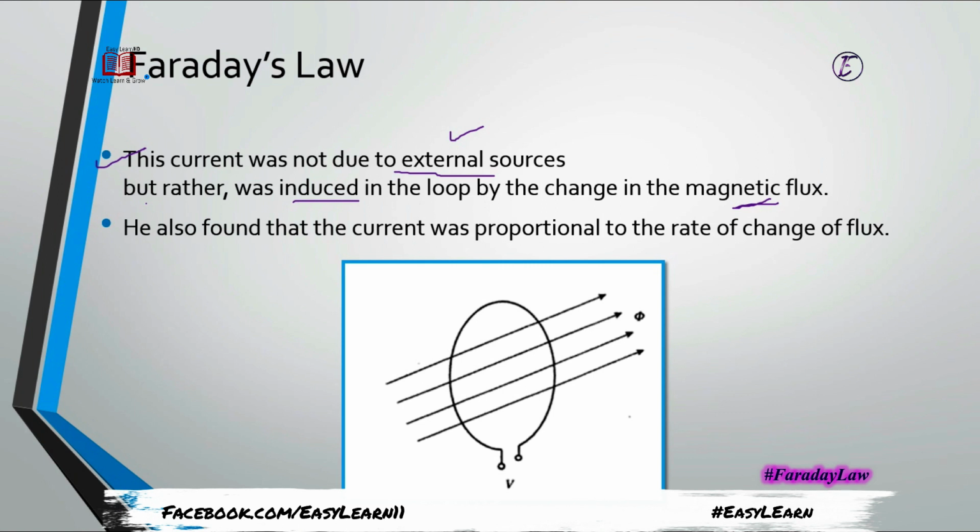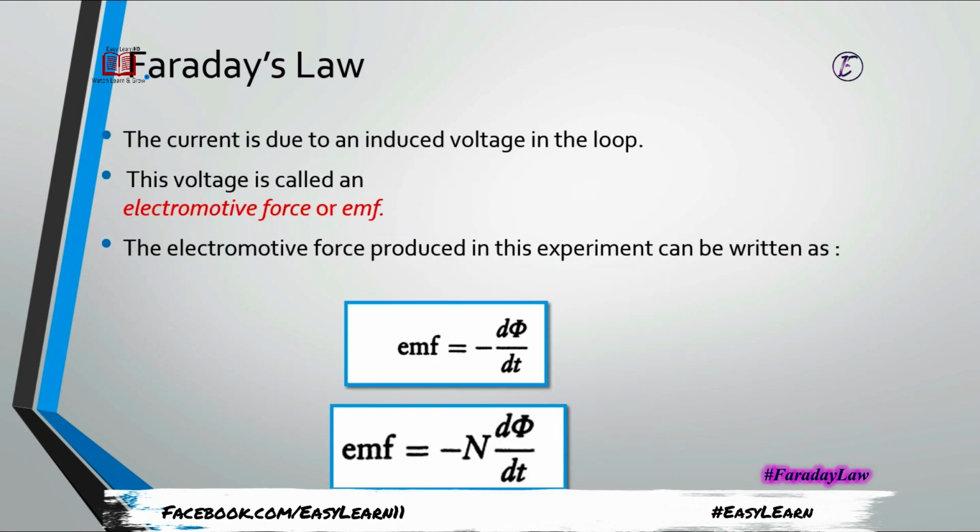By changing the flux, either the magnetic field lines or the loop, anything, changing the magnetic flux is the only thing you need to do. By this you can get your charges aligned, so current is produced in the coil. He found that the current was proportional to the rate of change of flux. As the current is due to the induced voltage in the loop, this is called electromotive force, EMF, the induced voltage.